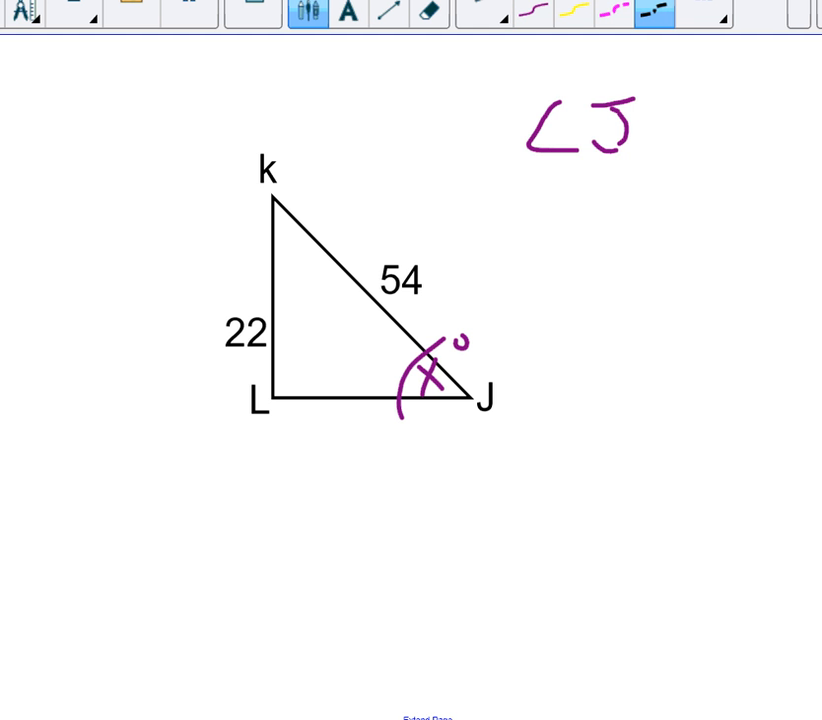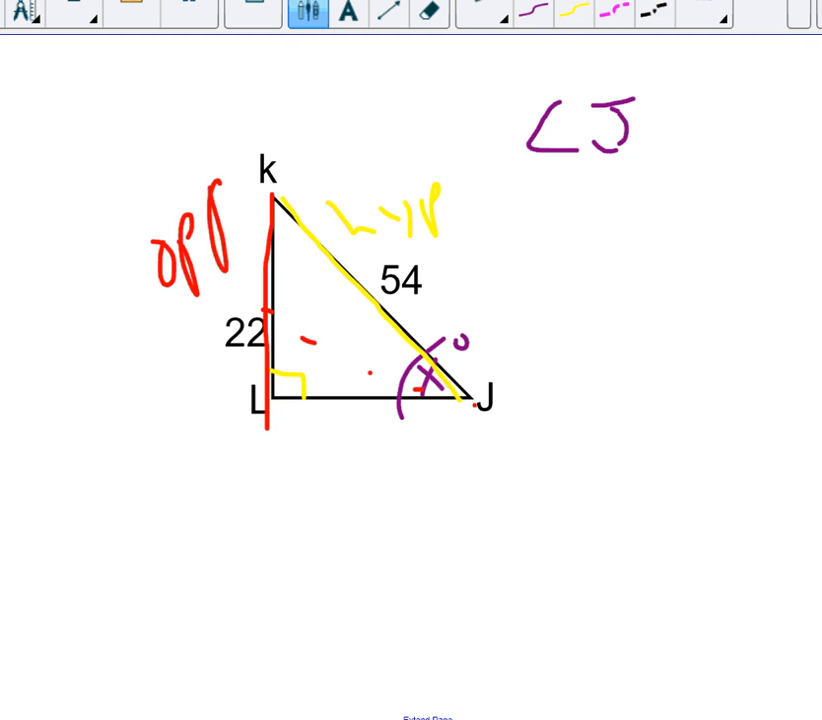We have that this side right here is 54 units long, and that side is the hypotenuse of our triangle because it's opposite the right angle. And then we have that this side here is 22 units long, and our question is, is that the opposite leg or the adjacent leg to the angle we're looking at? And we're looking over here at angle X, and I can see that this is the opposite side because it's opposite that particular angle. So I know the opposite and the hypotenuse in relation to angle J.